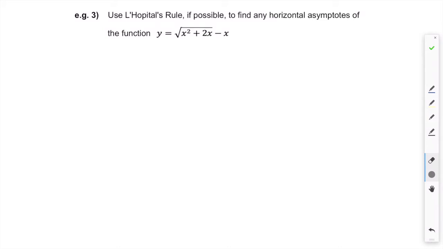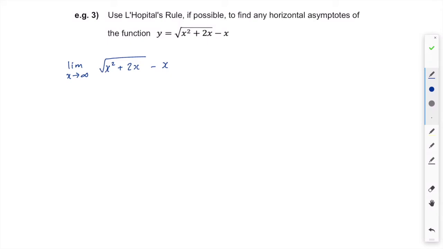Use L'Hopital's rule if possible to find any horizontal asymptotes of the function y equals the square root of x squared plus 2x minus x. Okay. So L'Hopital's rule is suggested here, but we don't see a rational expression. Let's start by setting up the expression for calculating the horizontal asymptote, which really is to take the limit as x approaches infinity of the square root of x squared plus 2x, minus x.